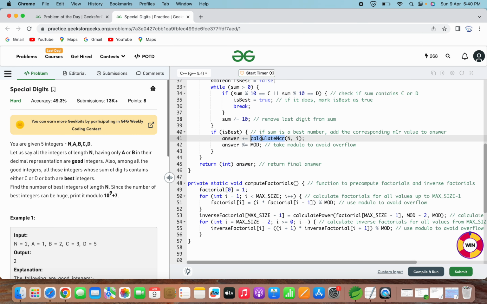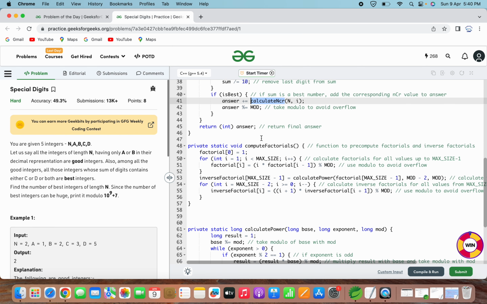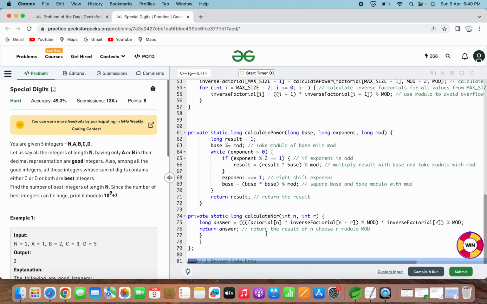But how do we calculate NCR? NCR means n factorial divided by n minus r factorial, then after that r factorial. Okay, so when we see this calculate NCR method, here we can see n factorial. Okay, so instead of division here, it is multiplication of the inverse factorial of n minus r and r.